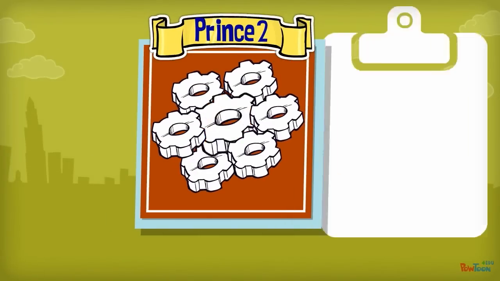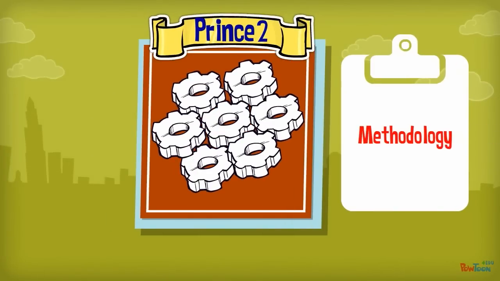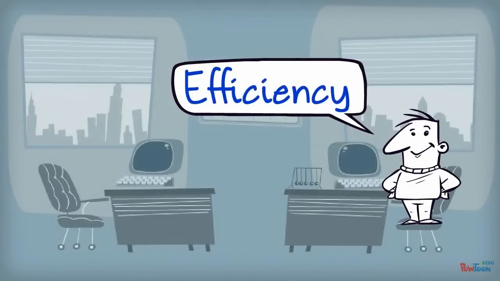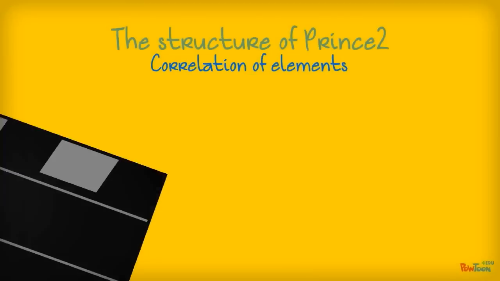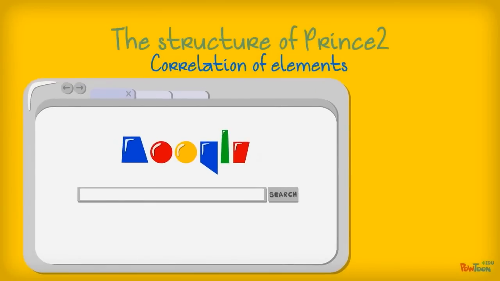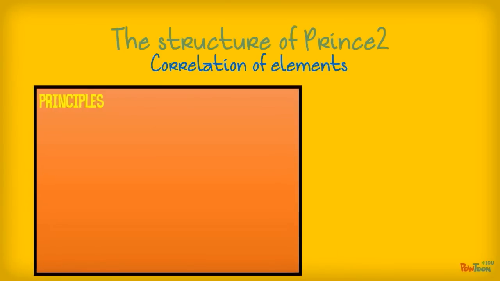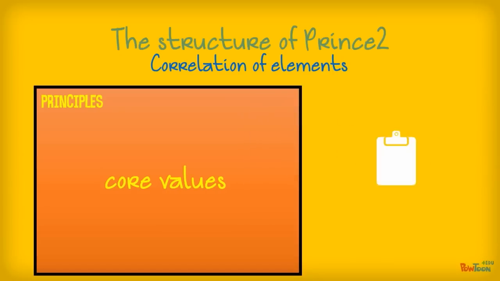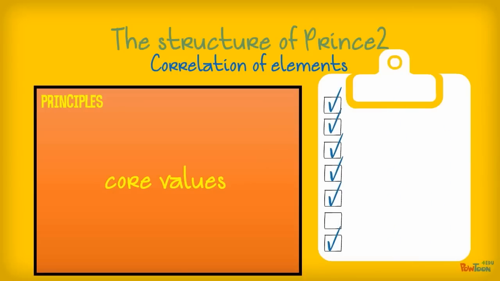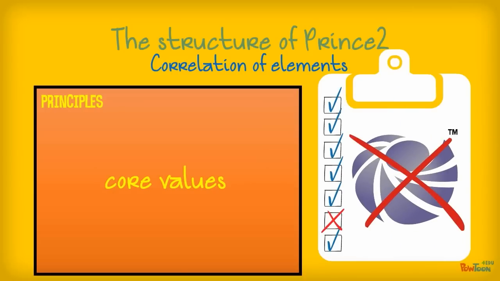Prince2 is one of the many methodologies out there to help you improve the efficiency of the deployment of your projects. Let's get it on and see how Prince2 is built and divided into, and how these elements correlate. We have the principles, which are the core values and should always be kept in view along the process of managing the project. Without even one of these principles, it's not considered a Prince2 project.